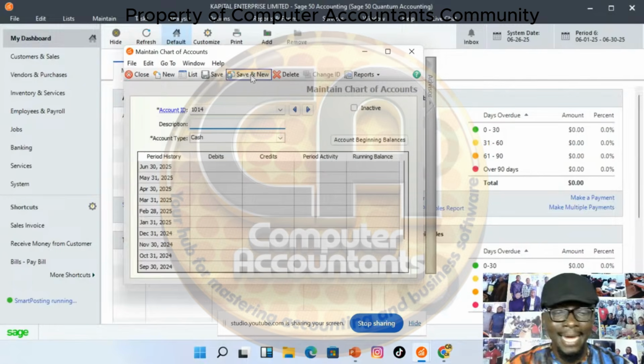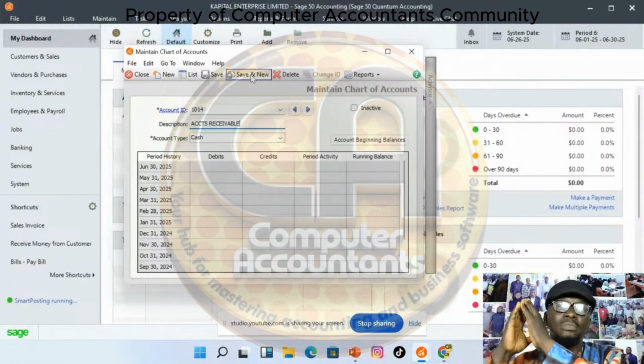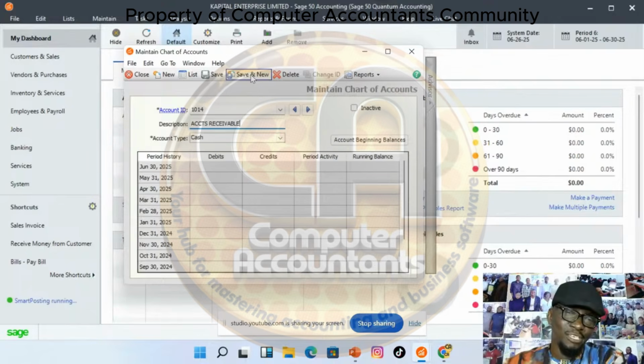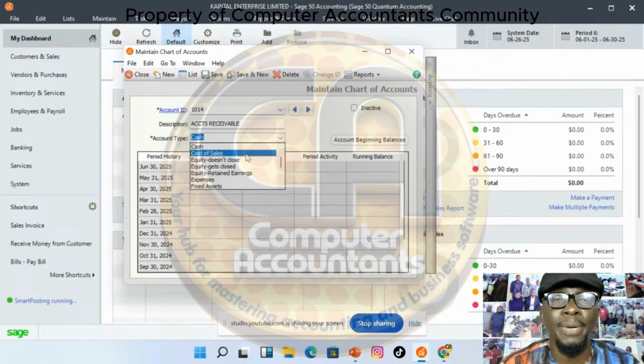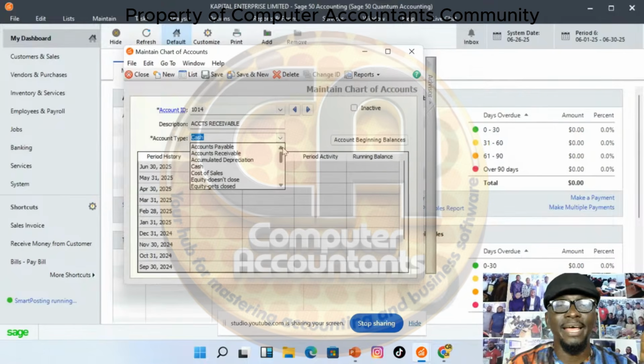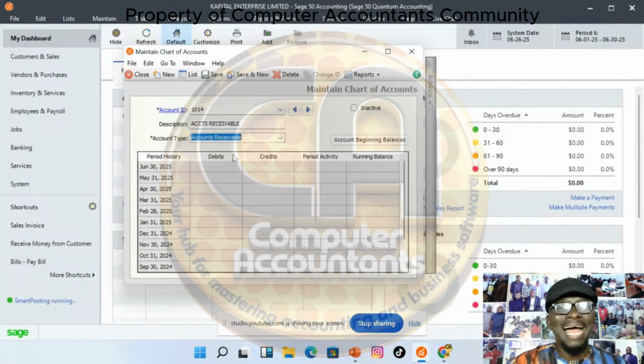Then you have accounts receivable. This is the account that captures the debt or the unpaid balances or invoice amounts from your customer. So it captures what the customer is owing us or owing the business. So we go to other current assets. Account receivable falls under other current assets, and account receivable is a current asset.